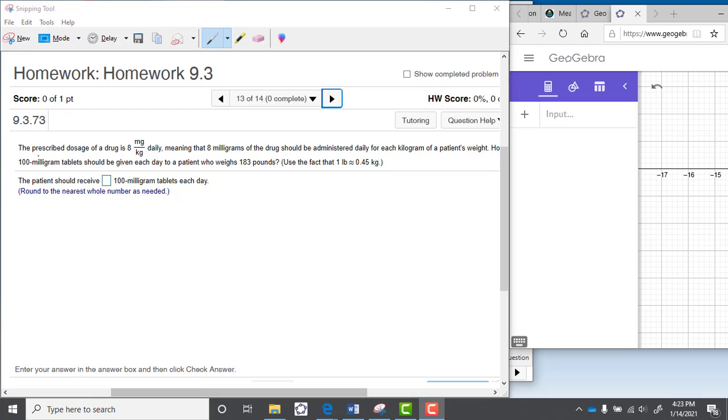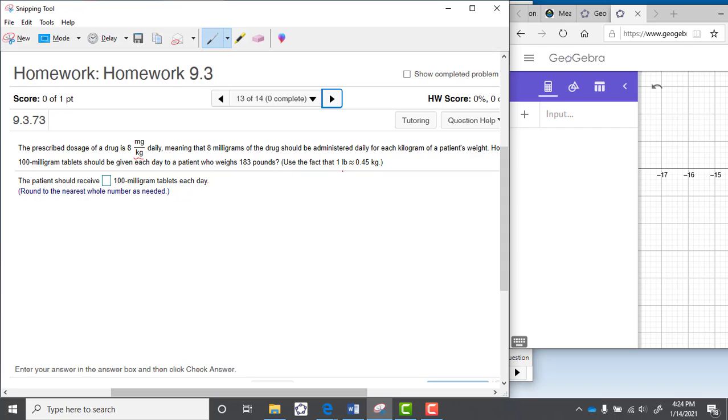In this short video, we're going to look at one homework problem from section 9.3. Here it says the prescribed dosage of a drug is 8 mg, so milligrams, per kilogram daily, meaning that 8 milligrams of the drug should be administered daily for each kilogram of a patient's weight. So basically this sentence is telling you the amount of dosage a patient needs depends on his or her weight. However, the weight should be in kilograms.